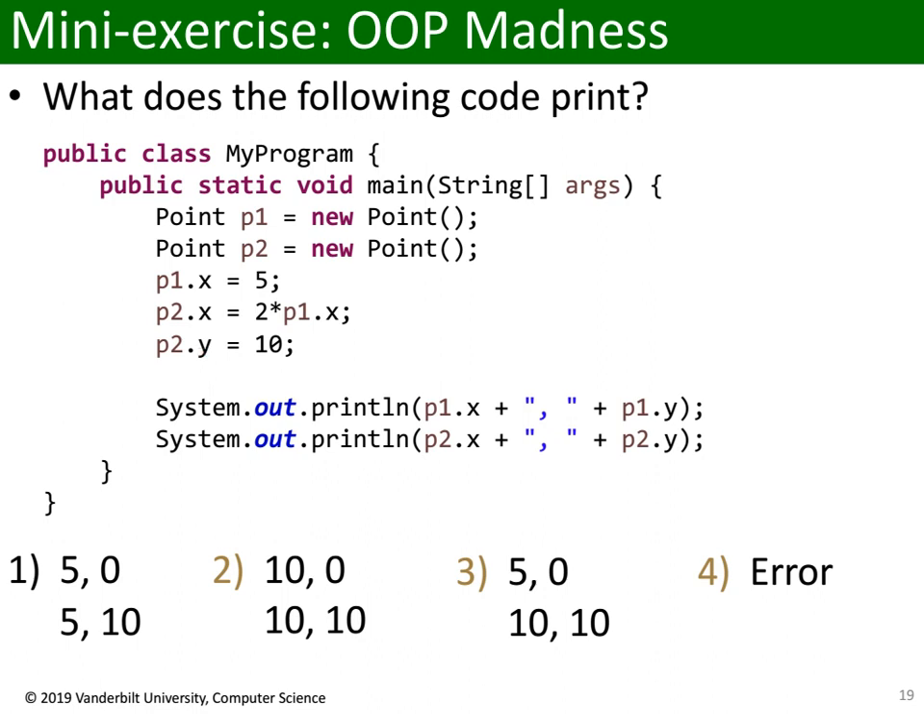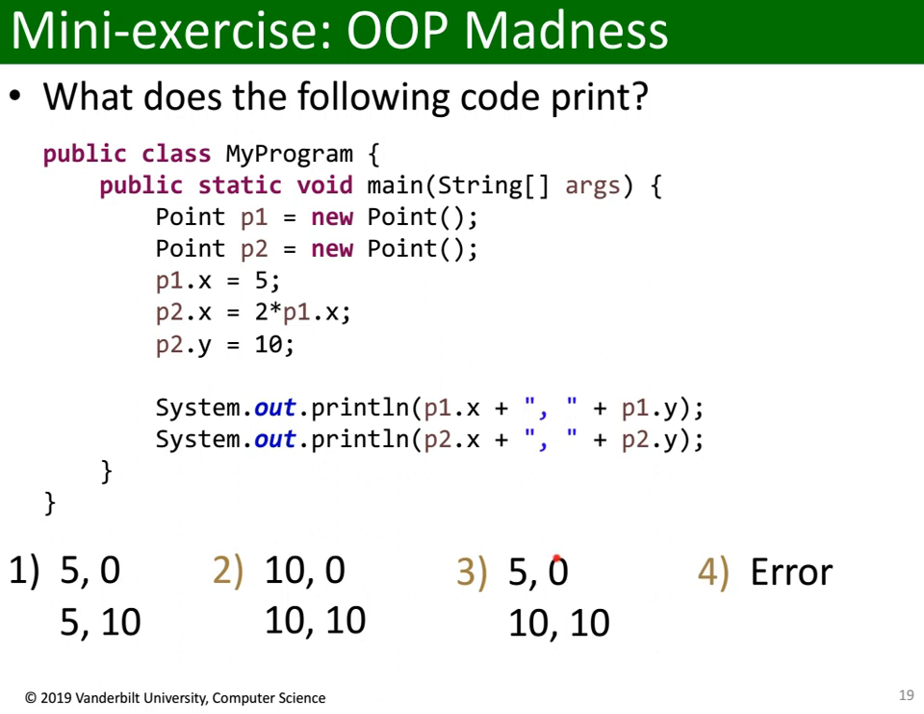When we print out P1.x, we will get the value 5. When we print out P1.y, we'll get 0. The reason is because when we create a new object, so we are instantiating this point object, it initializes all of the values to a 0-like value. So integers go to 0, booleans go to false. Any reference variables would be set to null.